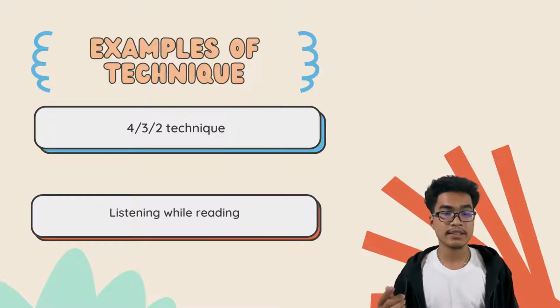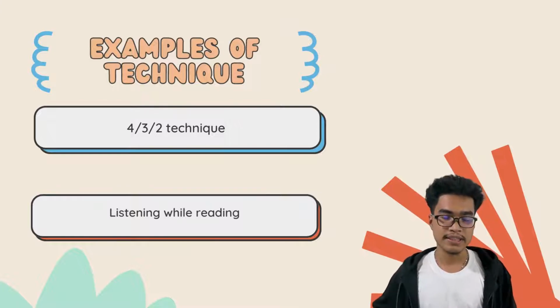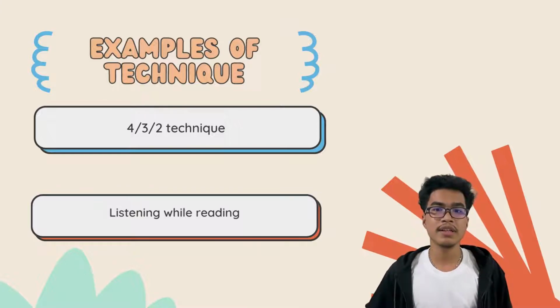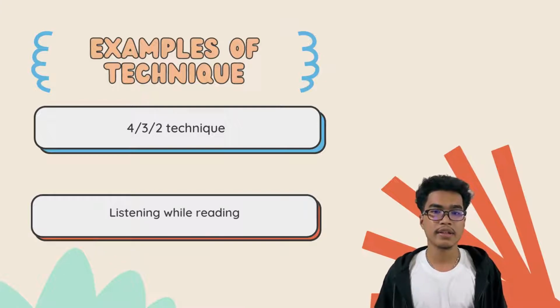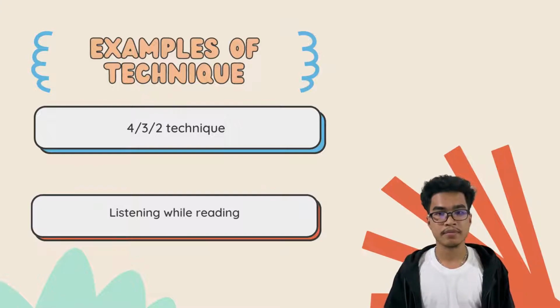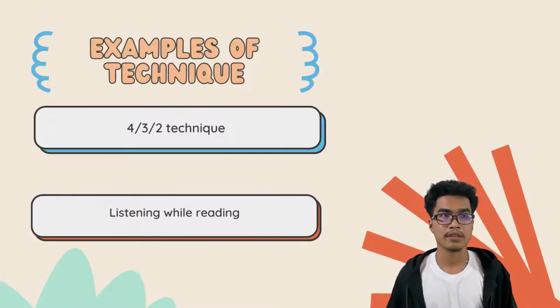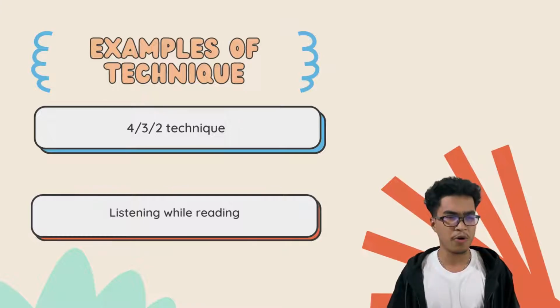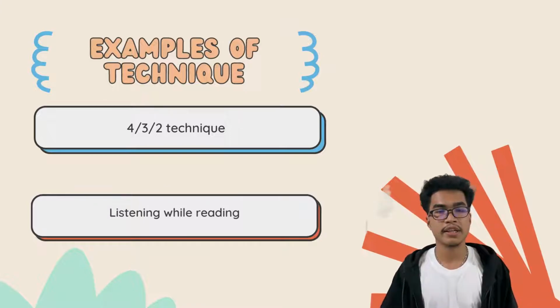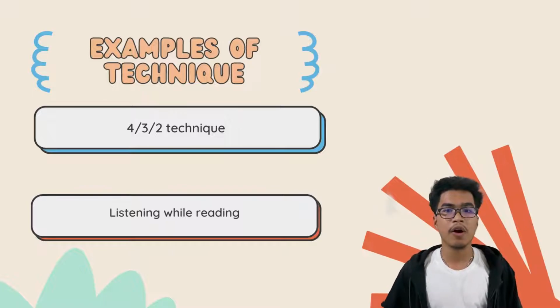And the next example is reading while listening. This technique involves the learner listening to the text and looking at the text while they listen. Before listening to the essay, the learner can have time to read it, or read something containing much the same ideas or vocabulary.